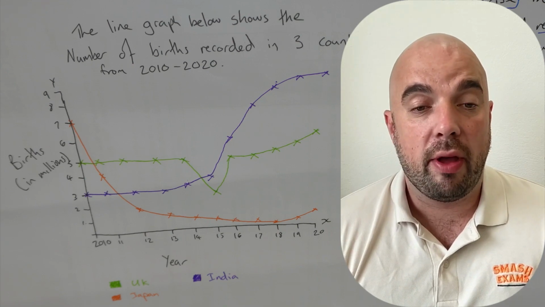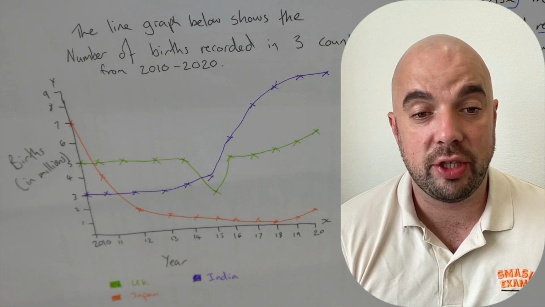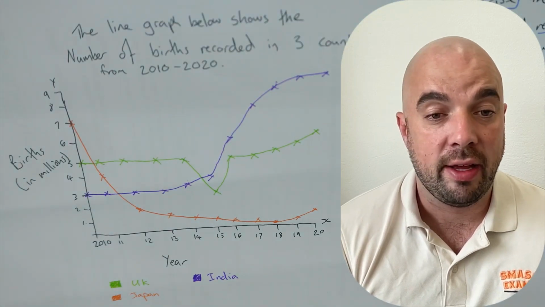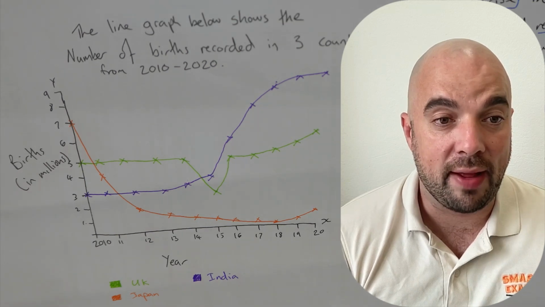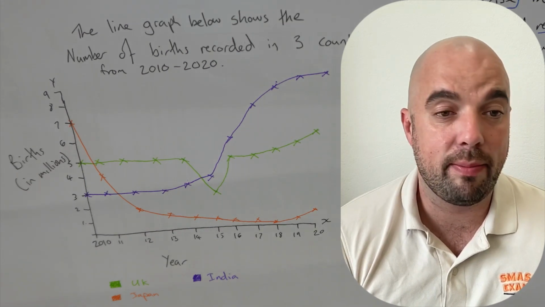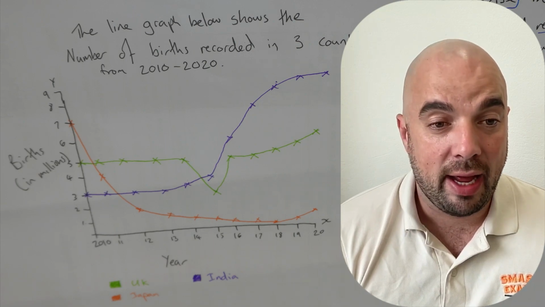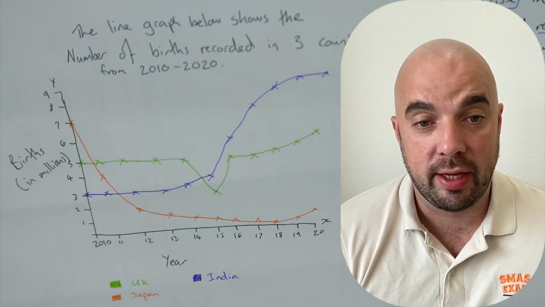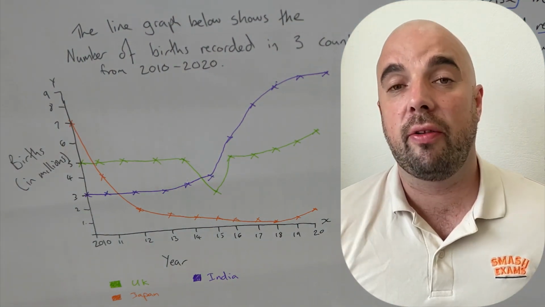So we know that the UK line is green, the Japanese line is orange, and the purple line is India. If we look at the year 2010, we can see that 7 million babies were born in Japan, 5 million were born in the UK, and 3 million were born in India. Okay, so by looking at the axes and the title, we now know and understand the graph.